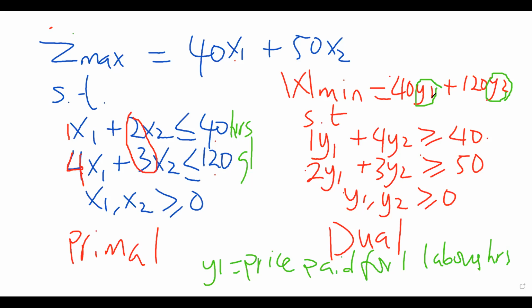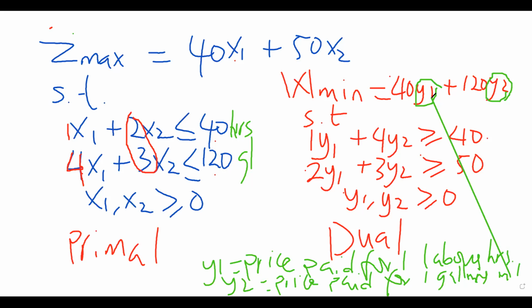So what is the shadow price? What is the value per 1 hour of labor used? And then of course the Y2 will be what? The shadow price you paid for 1 gallon of milk used. So Y2 will be the price paid for 1 gallon of milk used. So you got to understand these two meanings.